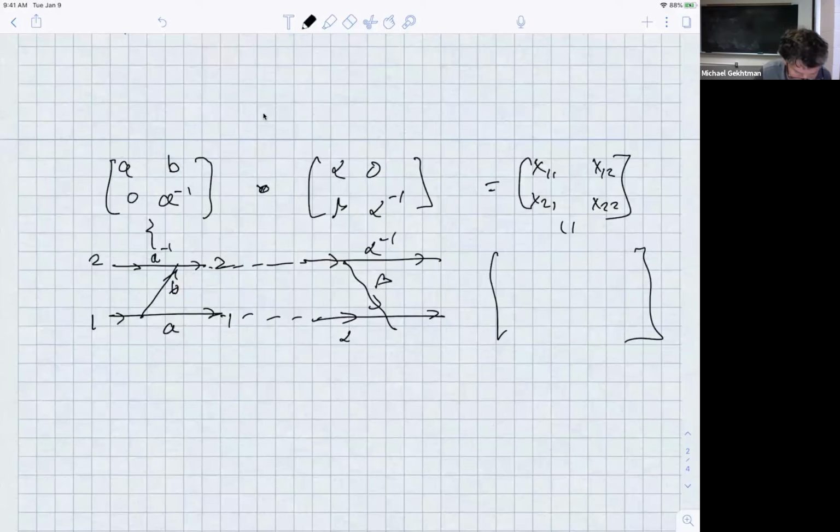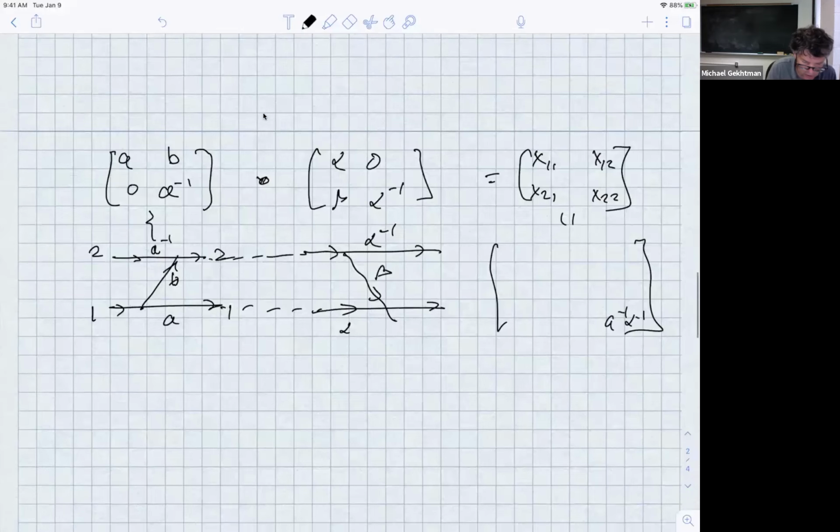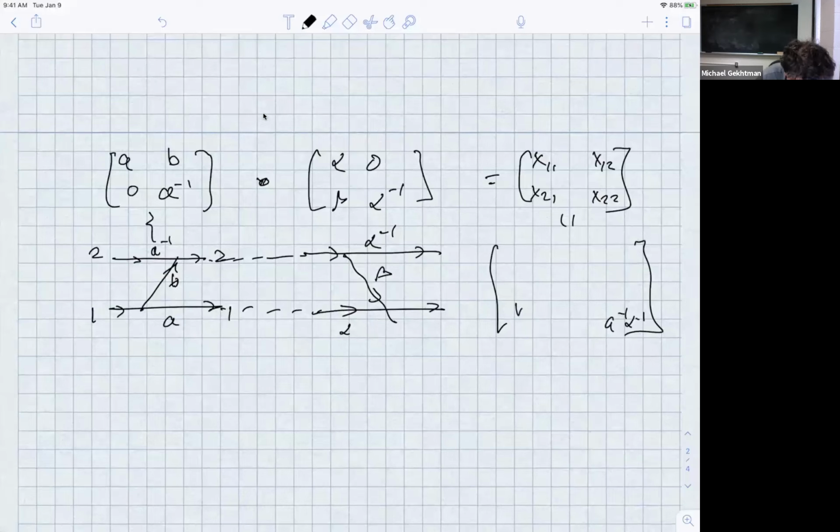So what will I get? 2 to 2 will give me A inverse, alpha inverse. And then 1 to 2, there is only one way to get there. So I'll get B and then alpha inverse, so B over alpha. And then the other way around, I'll get beta over A.